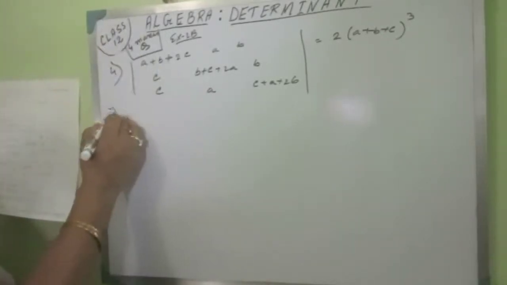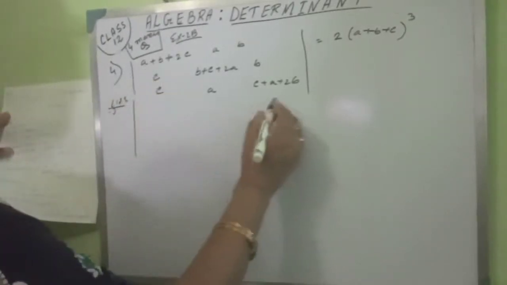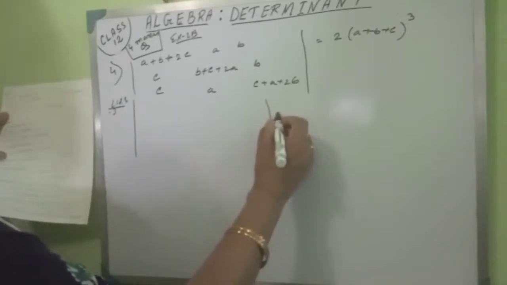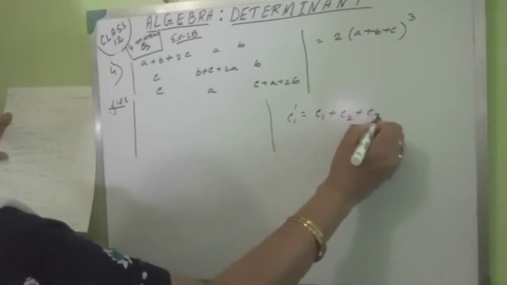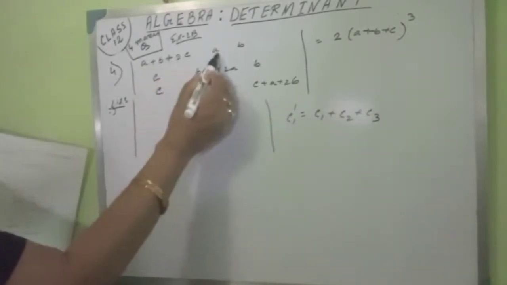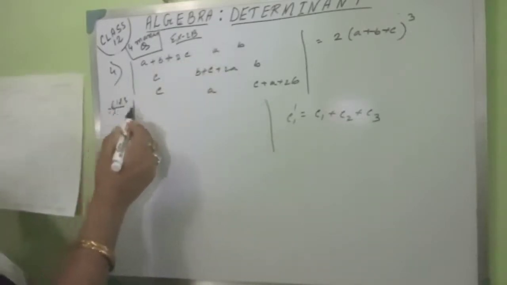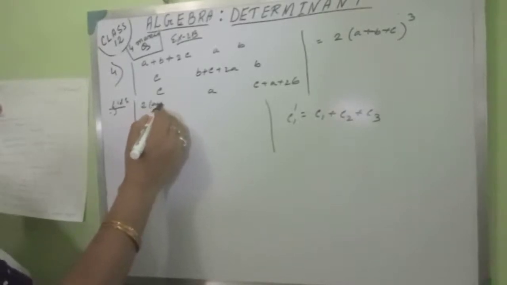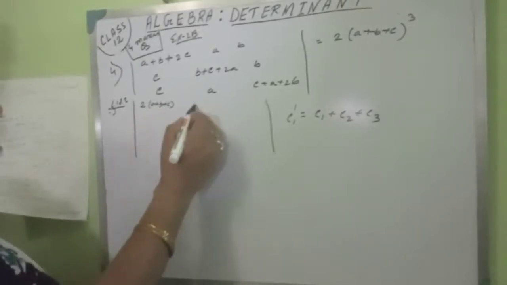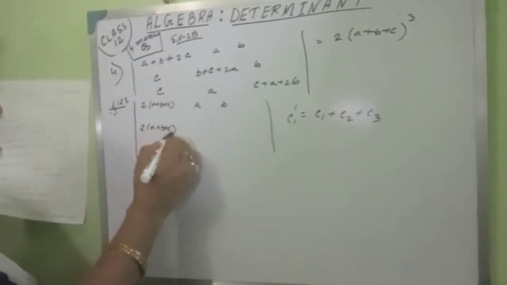We will start with the left hand side, and the first column will be C1 dash equals C1 plus C2 plus C3. So A plus B plus 2C plus A plus B plus A means 2A, plus B means 2B. So what will we get? A plus B plus C again. So we can write directly 2 into A plus B plus C, A, B, and the same thing here, so it will be again 2 into A plus B plus C.